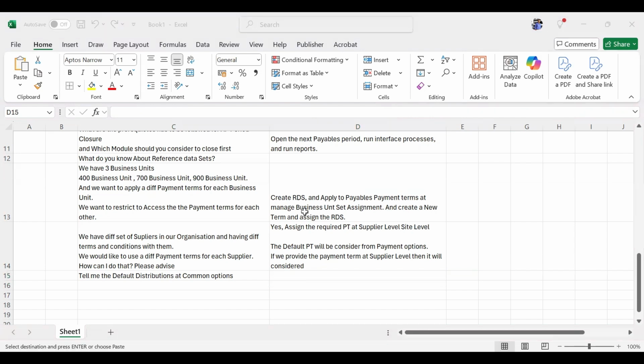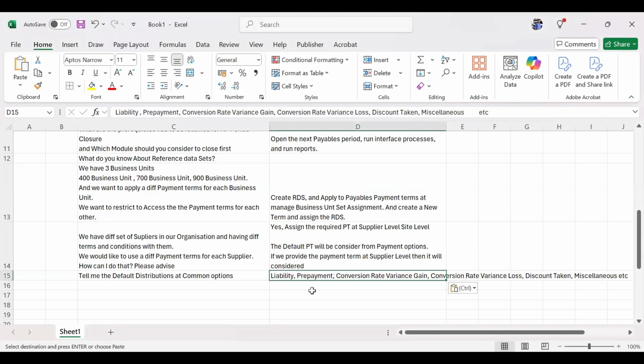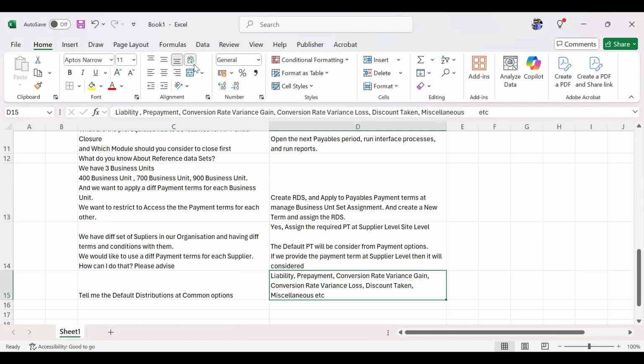Liability account, prepayment account, rate variance gain and loss, discount account, discount taken, and miscellaneous freight tax. Those are the default distributions. So these are the default distributions. Even though you may not provide them at supplier site level, they will be picked for your invoice.